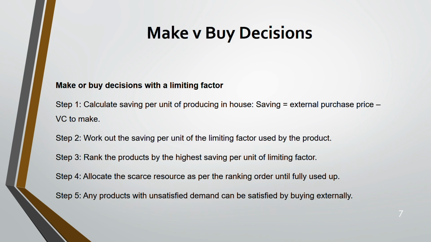Step 5. After that, you will see some products with demand you will still not be able to satisfy. Any products with unsatisfied demand can be satisfied by buying externally. After you have produced entirely and everything is utilized, if there is still something you need to satisfy customer demand, you buy it externally. So you have to follow these 5 steps in the order given.